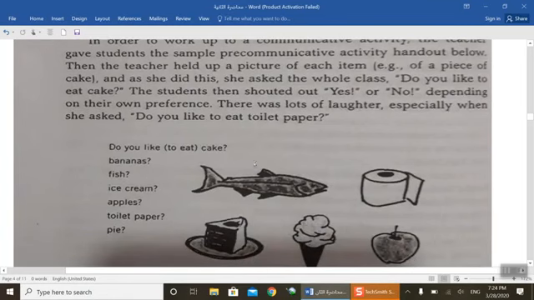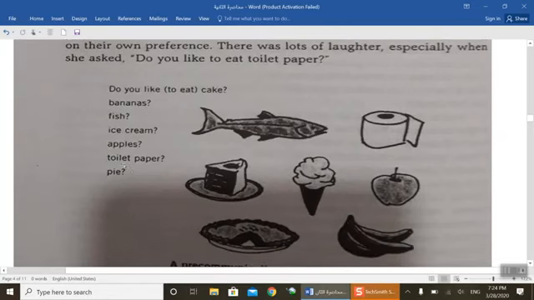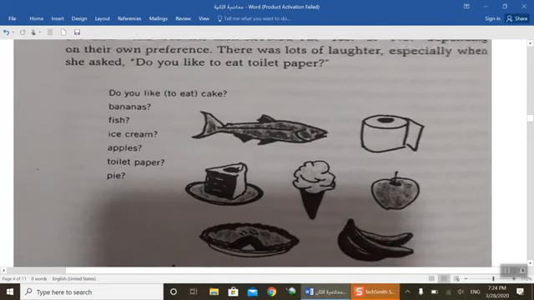You see here, this is the example. Do you like to eat cake? Do you like to eat bananas? Do you like to eat fish? You see here. And here he put what? He put toilet paper for fun. Okay.